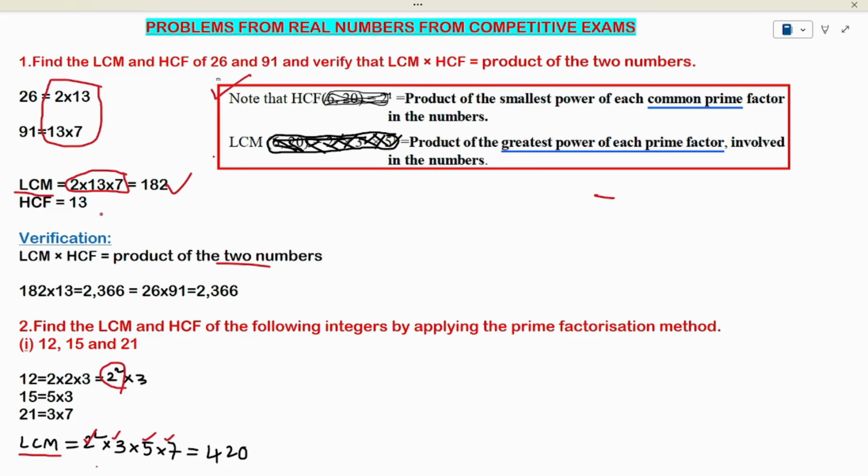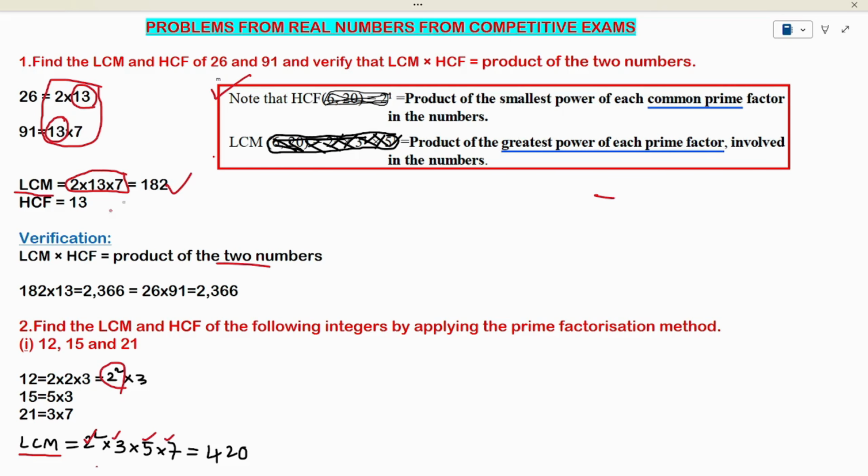But for the HCF, we need to consider common factors. Here, 26 has 13 as a factor. 91 also has 13 as a factor. So, in the calculation of HCF, I need to take only the common factors. Here, 13 is the only common factor. I can conclude HCF equals 13. So, I can say LCM of these two numbers equals 182 and HCF of these two numbers is 13.